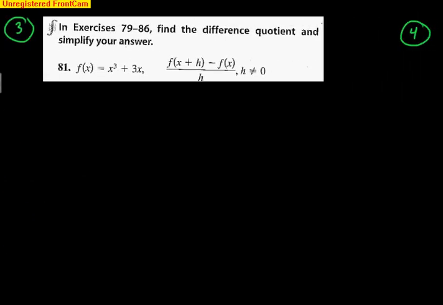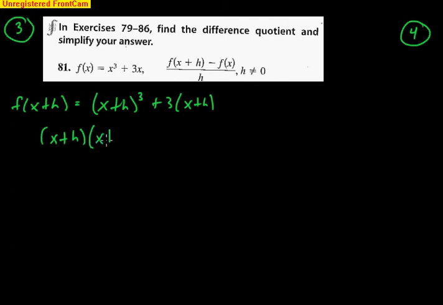Alright. Okay, number 3 here. We are going to do the difference quotient of this function, f of x equals x cubed plus 3x. For this difference quotient, first, let's evaluate f of x plus h. That would be (x plus h) cubed plus 3 times (x plus h). So this first one's nasty, okay? I'm going to do it just right here.